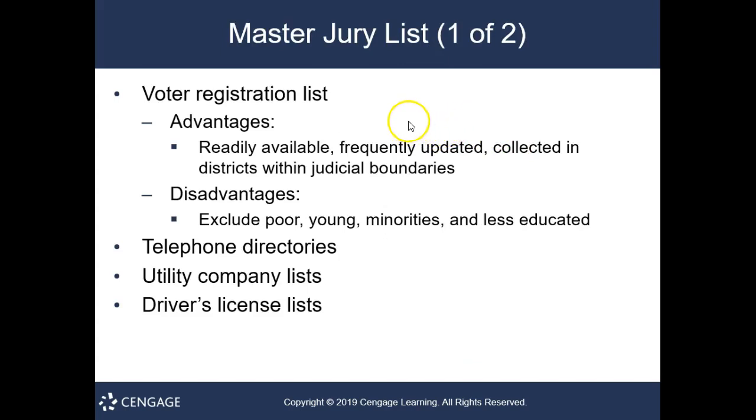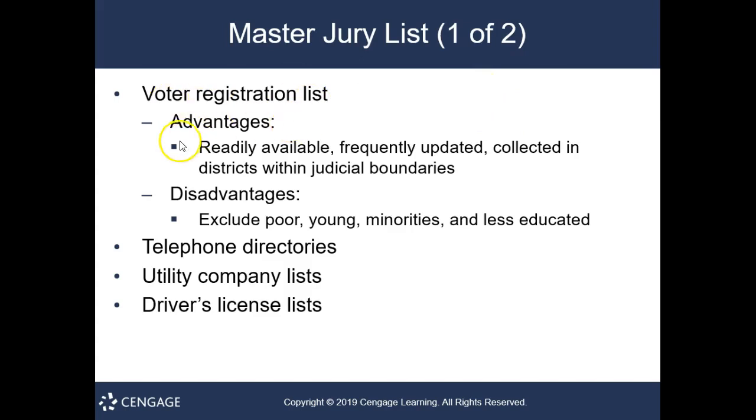All right, master jury lists. What happens is we typically use voter registration lists. Why? Because if you're using the voter registration list, you're dealing only with citizens. Citizenship is required to be on a jury. We don't believe that people who are non-citizens will have the requisite interest in the system to be jurors, and so that is the reason that it is required.